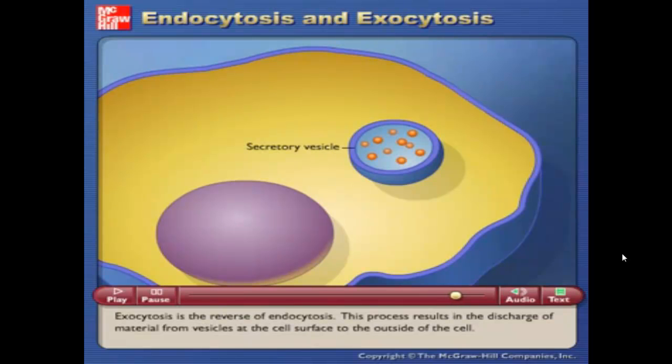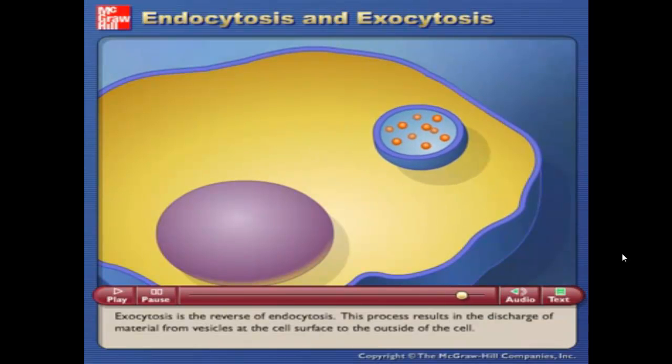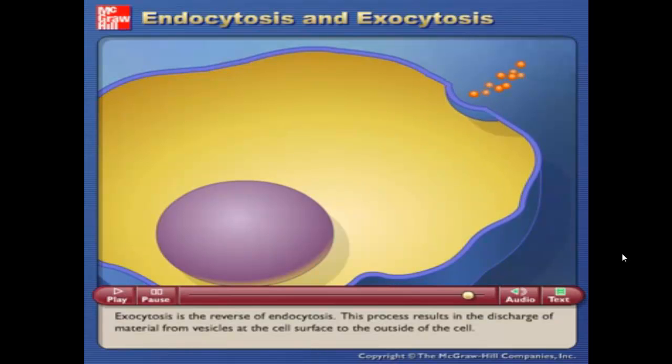Exocytosis is the reverse of endocytosis. This process results in the discharge of material from vesicles at the cell surface to the outside of the cell.